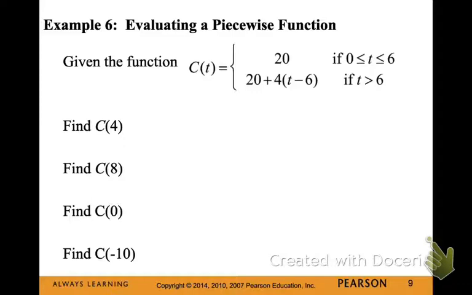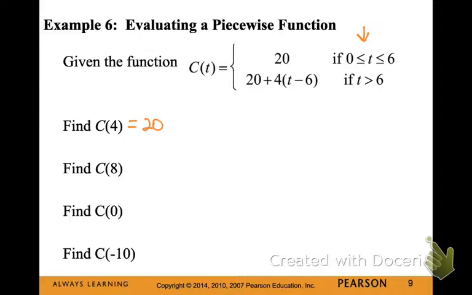So c of t will equal 20 if t is less than or equal to 6 and greater than or equal to 0. But c of t will equal 20 plus 4 times t minus 6 if t is greater than 6. So see, it has two different parts over two different domains. So let's find c of 4. We need to look at our criteria for t. I look at the first inequality, and that's where 4 would lie. So that means for c of 4, we use the first piece of the function, and it would equal 20.